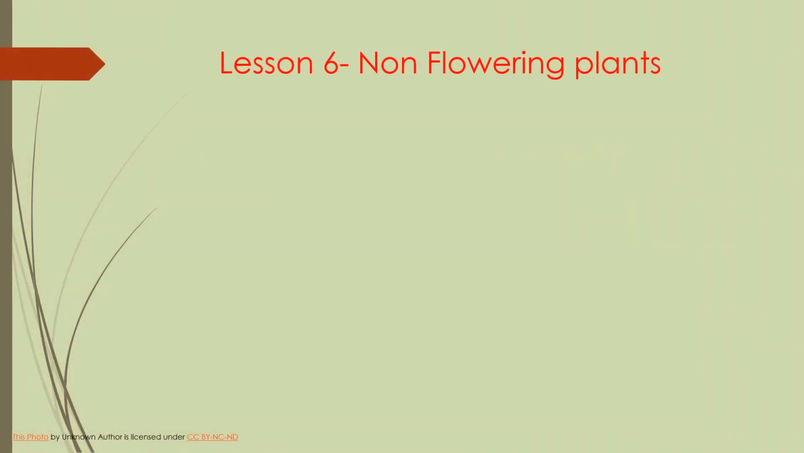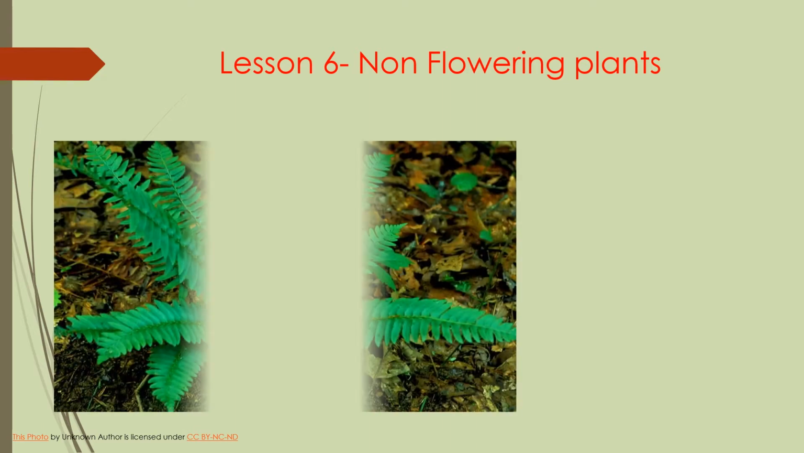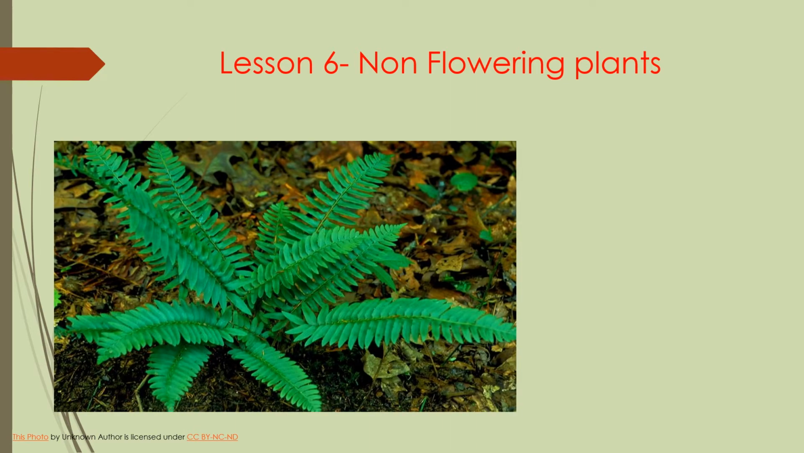So, today we are back with new lesson number 6, non-flowering plants. Children, the plants we have talked about until now have one thing in common. They all reproduce with the help of flowers. But these are not the only kinds of plants. There are many types of plants that do not have flowers.